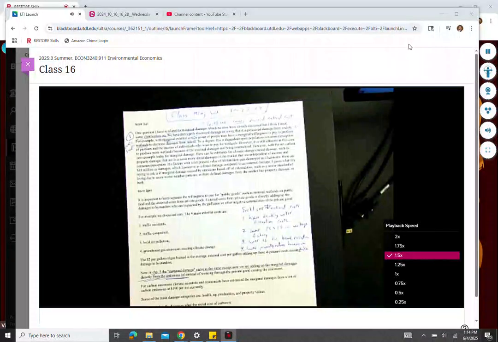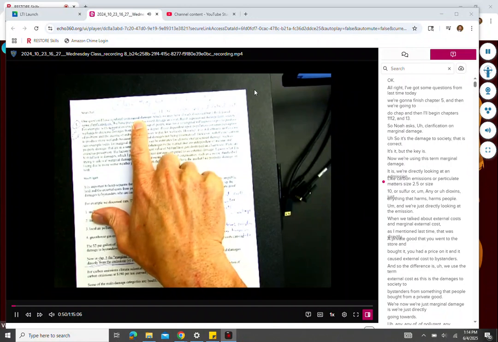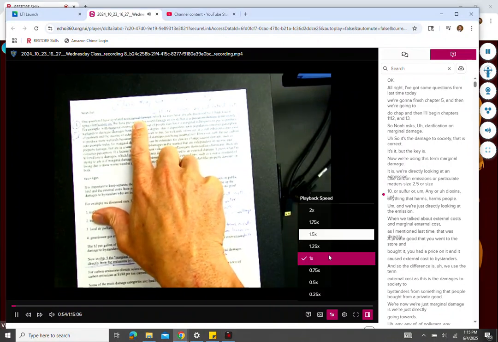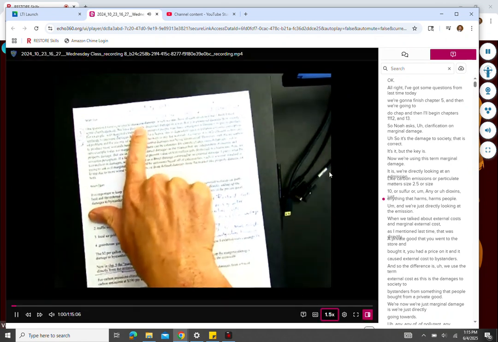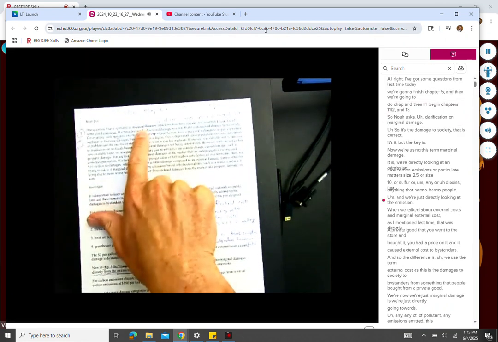Marginal damage. So it's the damage from carbon emissions or particulate matter size 2.5 or size 10 or sulfur or dioxin, just anything that harms people. And we're just directly looking at the emission.